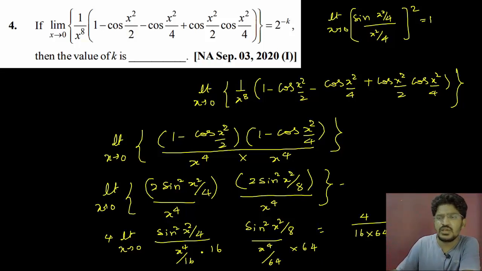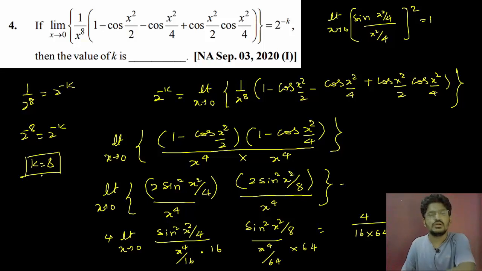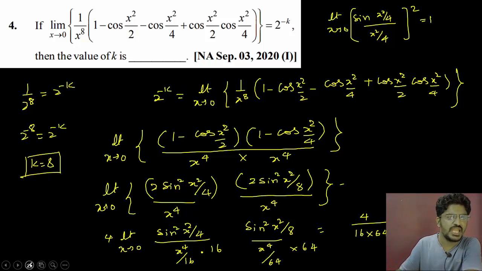So that will be equal to 1 by 2 to the power of 8, and you can just see they have given this term is equal to 2 to the power of minus k. So now 1 by 2 to the power of 8 is equal to 2 to the power of minus k. Therefore 2 to the power of minus 8 is equal to 2 to the power of minus k. Therefore k will be equal to 8. Okay, therefore k is 8.